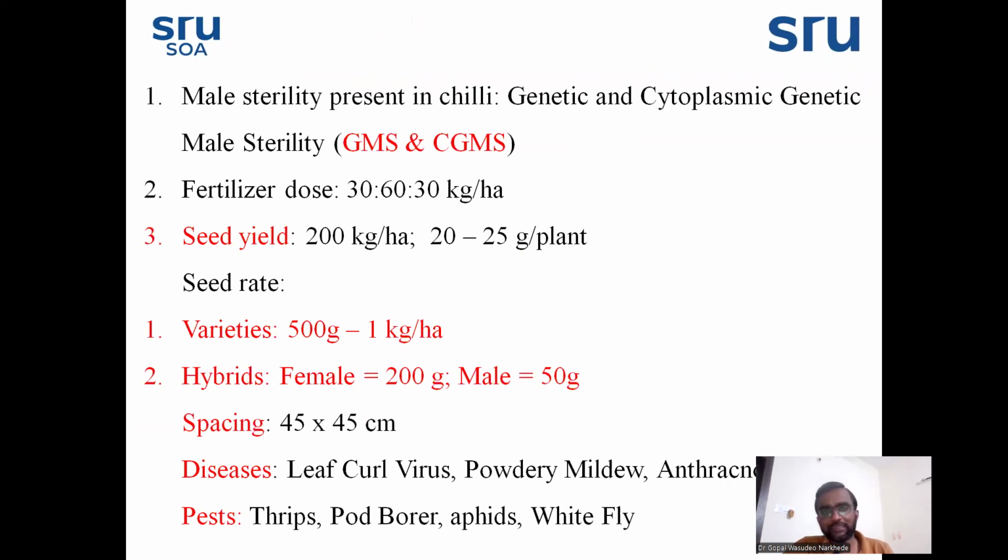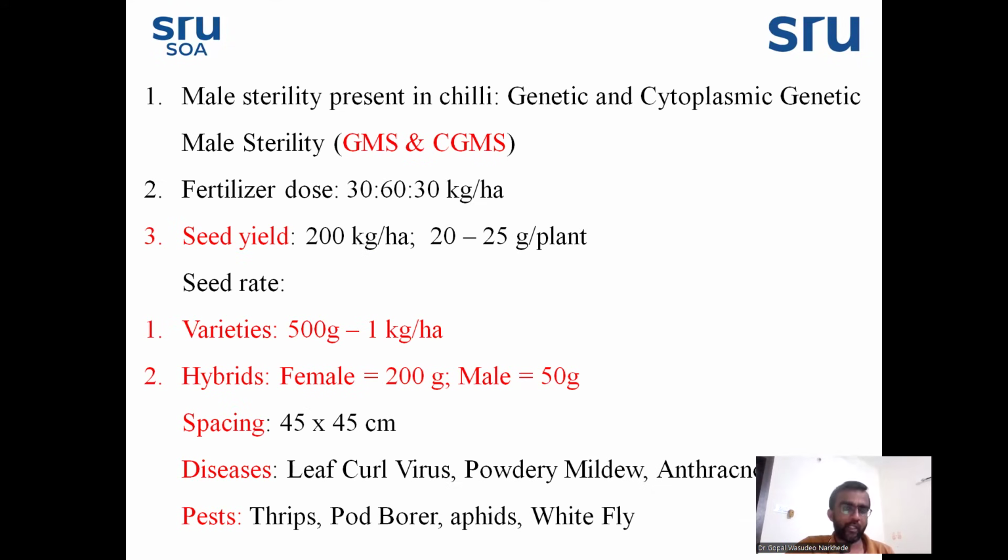So the male sterility present in chili is genetic and cytoplasmic genetic male sterility. That means both GMS and CGMS are present. But though both male sterilities are there, now at commercial level, the breeders are mainly concentrated on the CGMS system for development of chili hybrids. So fertilizer dose is 30-60-30 NPK kg per hectare.